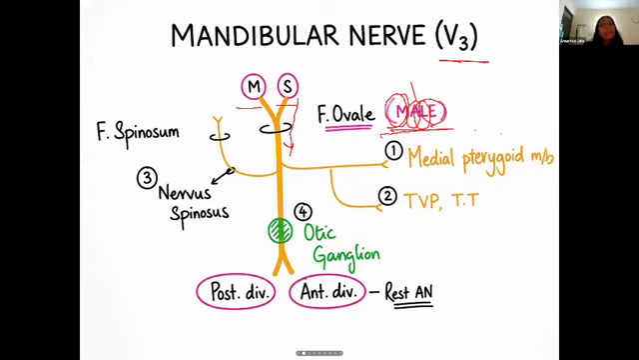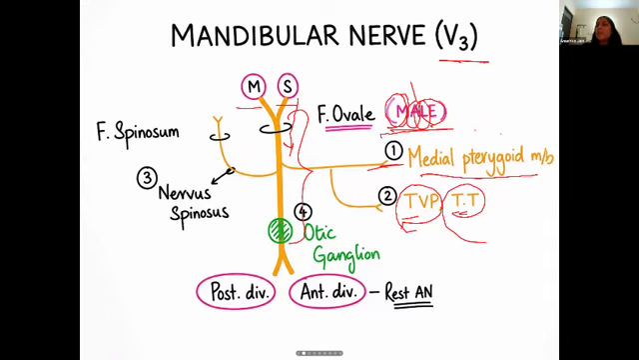Now we will learn about the trunk. This is our trunk of mandibular nerve. So the first point we want to remember is that it supplies only one muscle of mastication, and that is your medial pterygoid muscle. Please remember, my dear friends, it supplies only one muscle of mastication. Second point is it supplies two tensors. One is tensor veli palatini and another is tensor tympani. How can you remember? T, T. Two tensors.